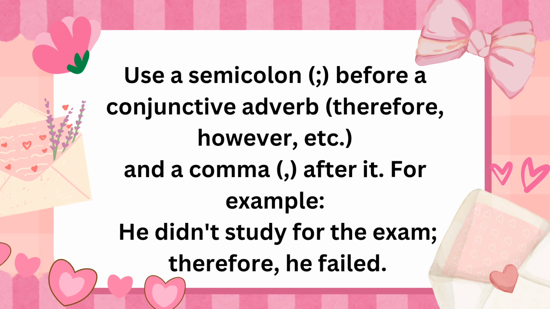Also, you can use a semicolon before a conjunctive adverb. Remember, a conjunctive adverb is usually used to connect two sentences that are independent clauses together. We use a conjunctive adverb to link our sentences and introduce our paragraphs. So you can use a semicolon before a conjunctive adverb and a comma after it. For example, he didn't study for the exam, semicolon.